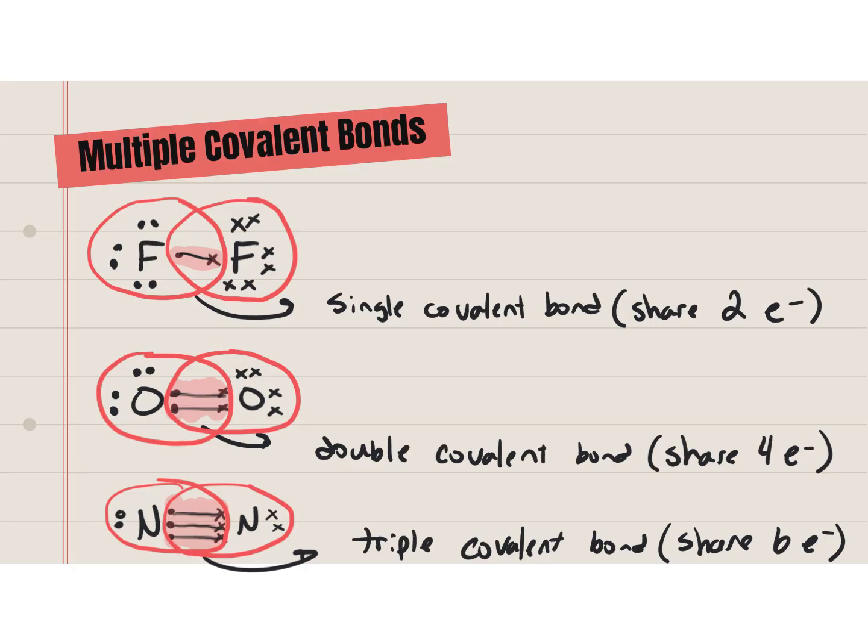8. So I draw these circles to show the electrons that each nitrogen has access to, and the ones in the middle are the covalently bonded ones, as you can see, representing a single, a double, and a triple covalent bond.